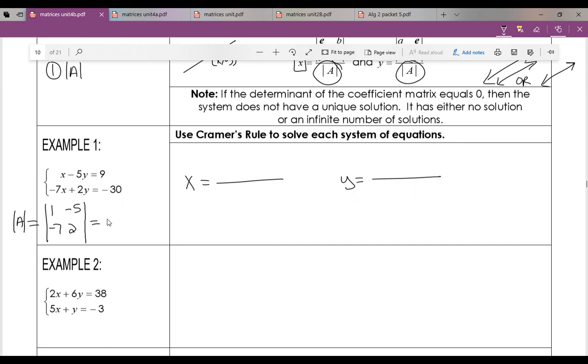Okay, so that's 1 times 2 minus -5 times -7, which is 2 minus 35, which is -33. I can keep going because my denominator is not a 0. Everybody okay with that? All right, now I need to set up the 2 by 2 determinants for the numerator.